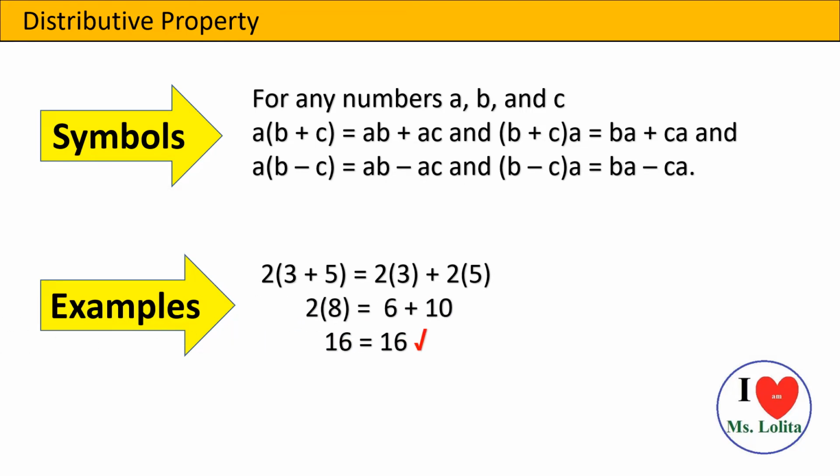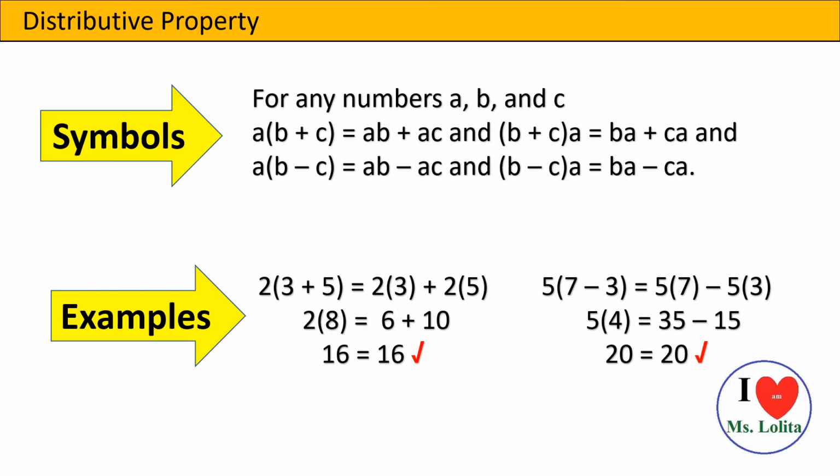Working inside the parenthesis, 3 plus 5 will give us 8. 2 times 3 is 6 and 2 times 5 is 10. So, substituting it in the equation, it will give us 2 times 8 is equal to 6 plus 10. 2 times 8 is 16 and 6 plus 10 is 16. So, 16 and 16, they are correct.